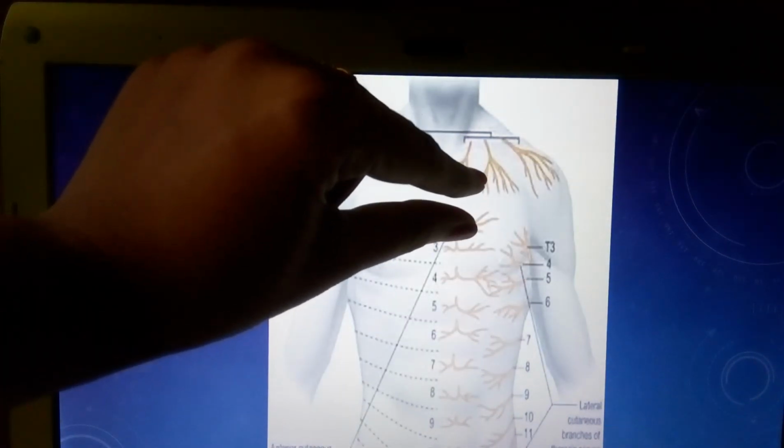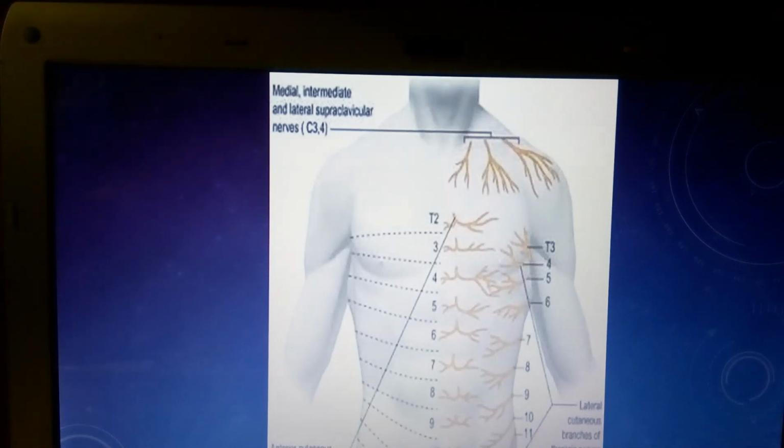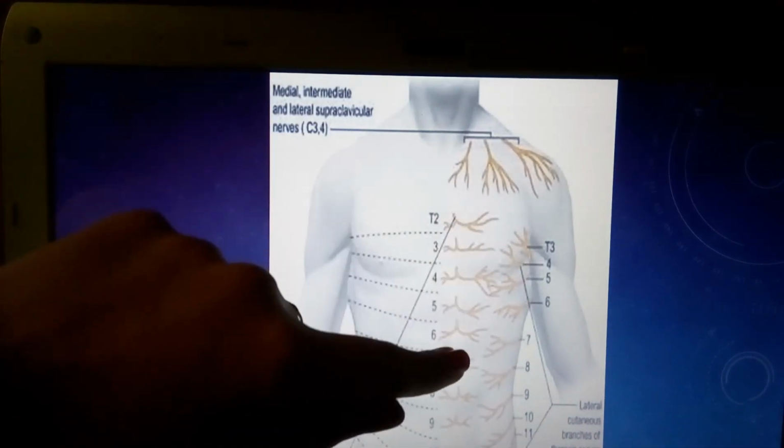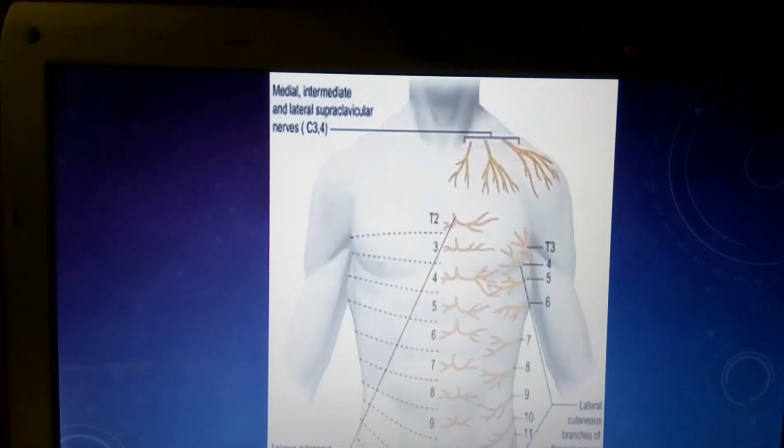And the intermediate segments, C5, C6, C7, C8 and T1, are involved in the formation of the brachial plexus. That we will be discussing in the upcoming sessions. Next are the vessels. The vessels accompanying these nerves are the perforating branches of the internal thoracic artery, accompanying the anterior cutaneous nerves, and branches from the posterior intercostal arteries, accompanying the lateral cutaneous nerves.